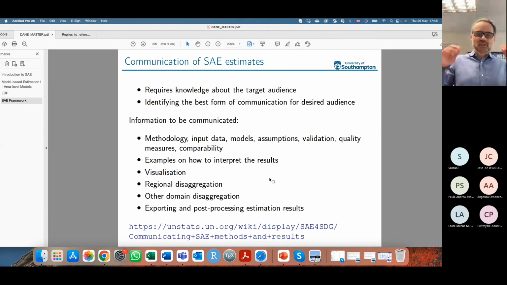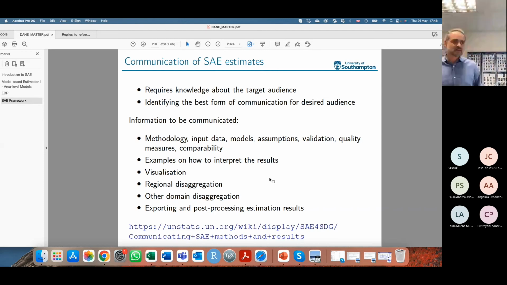Okay, in terms of communication of the small area estimates, I suspect that when you come to write your report about poverty mapping, it is important to find a way to communicate this. And it depends really who is your target audience, right? Is your target audience a group of methodologists within DANE? Is it perhaps a ministry in Colombia or some other group of policymakers? Identifying the best form of communication really depends on the audience, right?